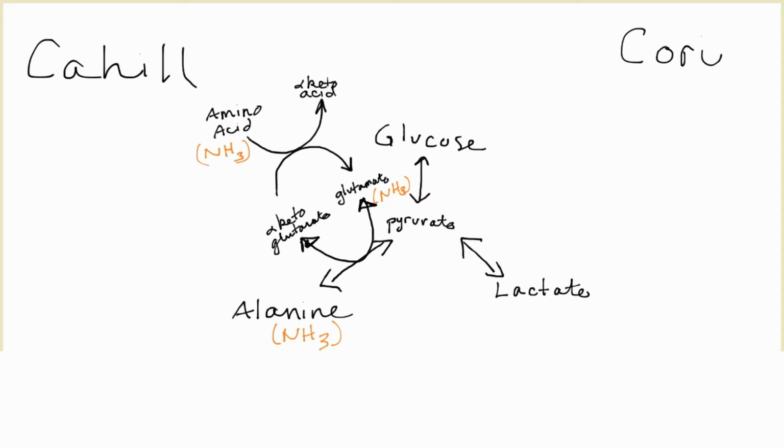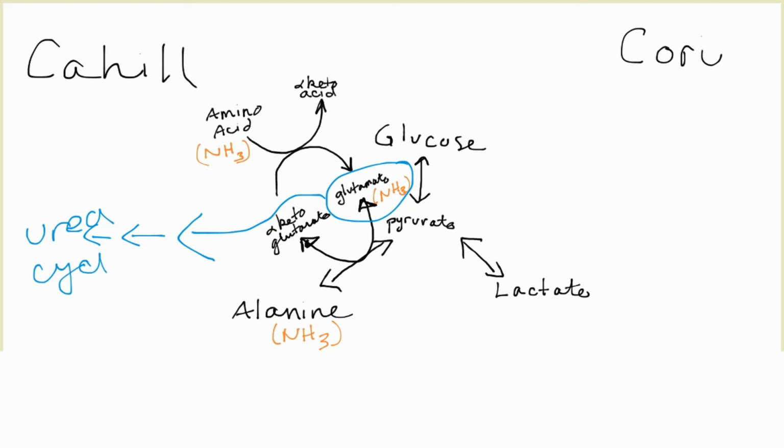So, as an aside, I am just going to say that this glutamate here is going to be a component before the urea cycle. So I'll draw it like this. So I'll leave it there. Hopefully this will help you organize your thoughts about the Cahill and Cori cycle, and hopefully simplify this process a little bit.